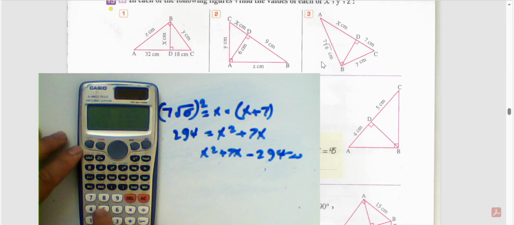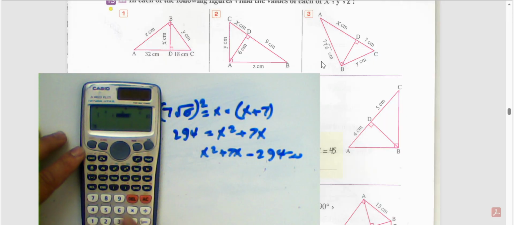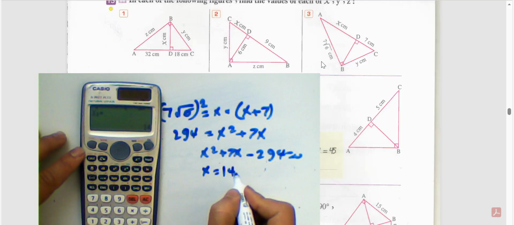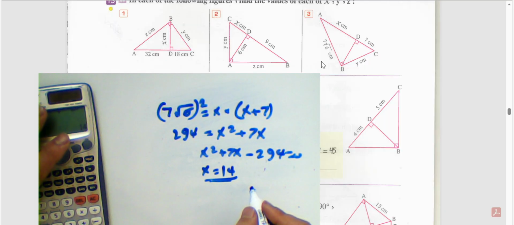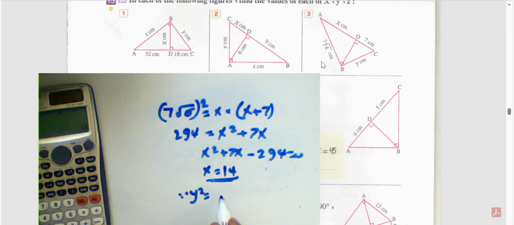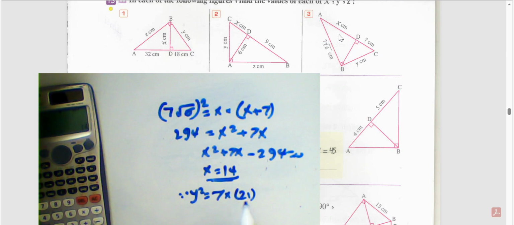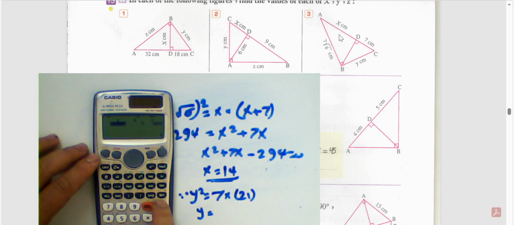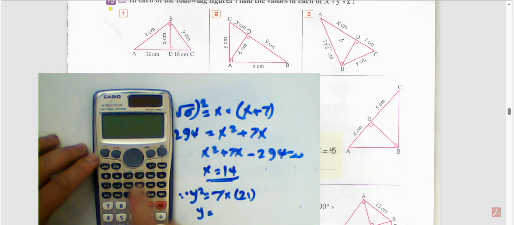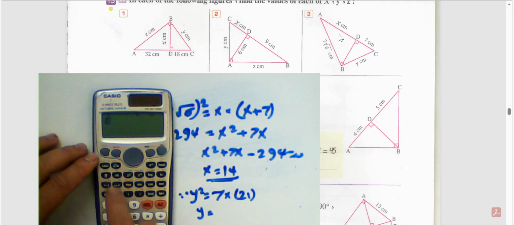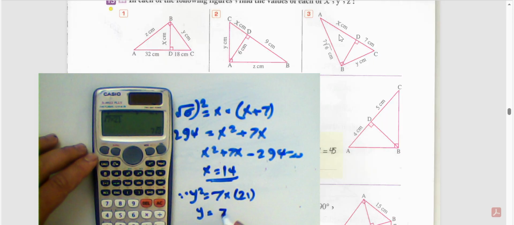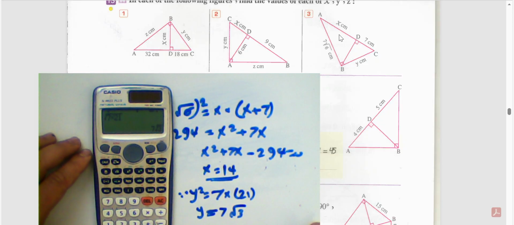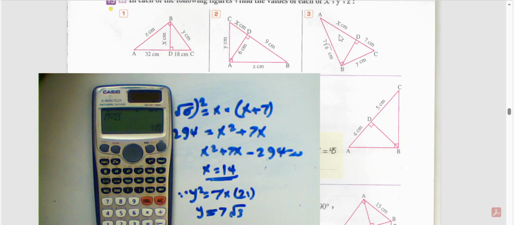Press mode here and equation 5 and number 3. Mode 5 3, mode 5 3. Okay, write the coefficients 1 and 7 and negative 294. Then the first x will be 14. We found here x is 14. You can write y. Y power 2 equals the projection here 7 product by 7 plus 14, which equals 21. Y equals, okay, we can find the square root of 7 times 21. The result will be 7 root 3. We found here x and y.